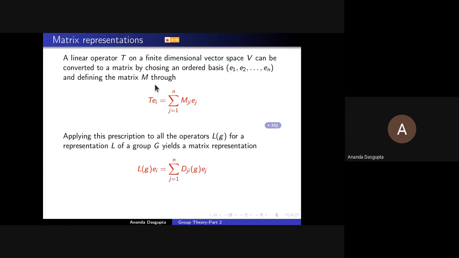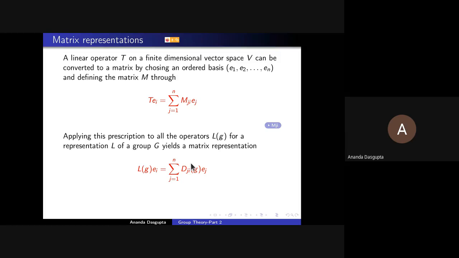And of course, that was for any linear operator. But if you have a linear representation of a group, then every group element corresponds to a linear operator. So for every small g, you have an L(g). And if you apply L(g) on Ei, you are going to get its corresponding matrix, which I'm going to call D(g). And the matrix elements are D_ji(g) here, which you can directly read off.